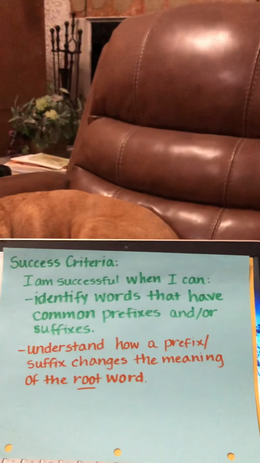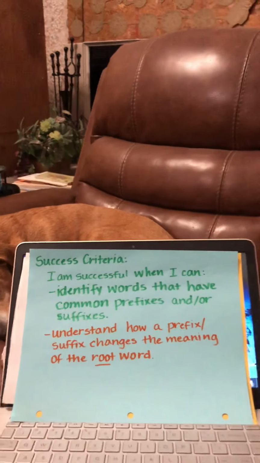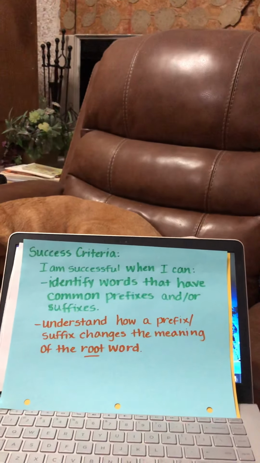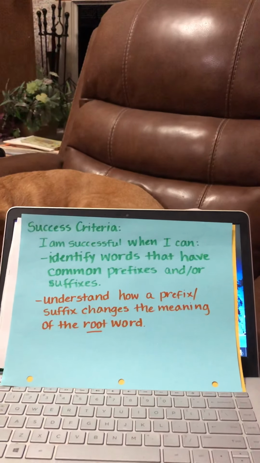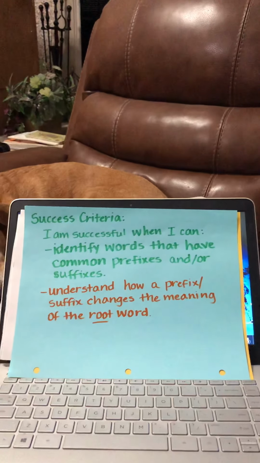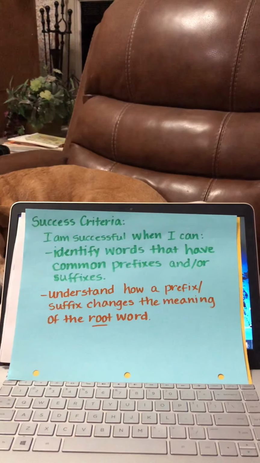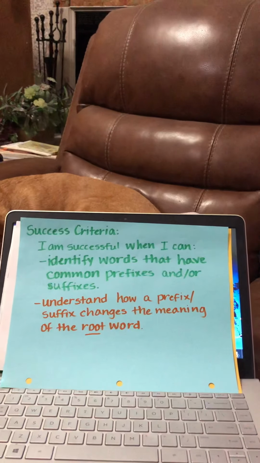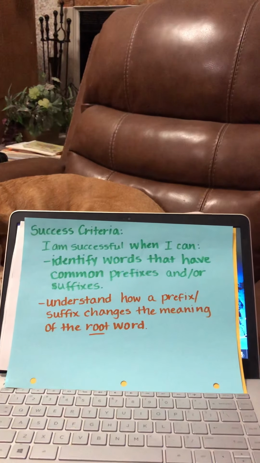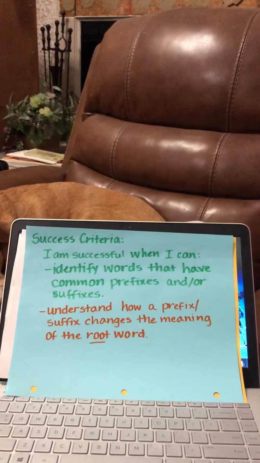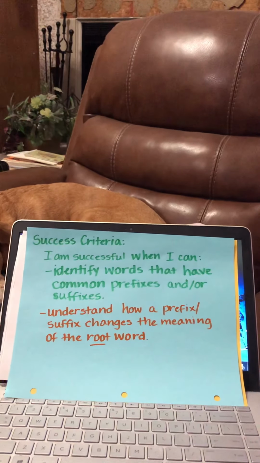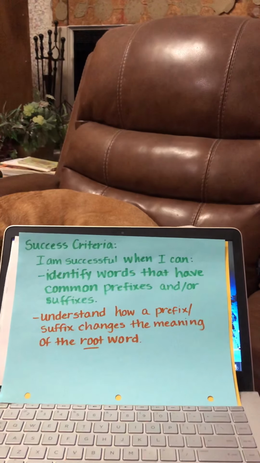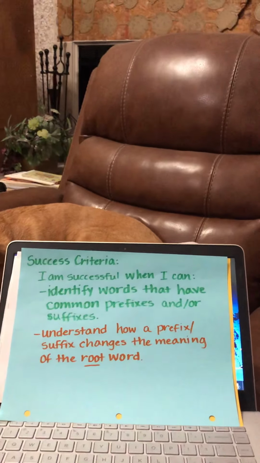Well, you'll probably ask yourself, Miss Ivy, if I can identify words with prefixes or suffixes, how do I know that I'm successful? So you are successful when you can identify words that have common prefixes and or suffixes, and you can understand how a prefix or a suffix changes the meaning of the root word. The root word might also be known as the base word.